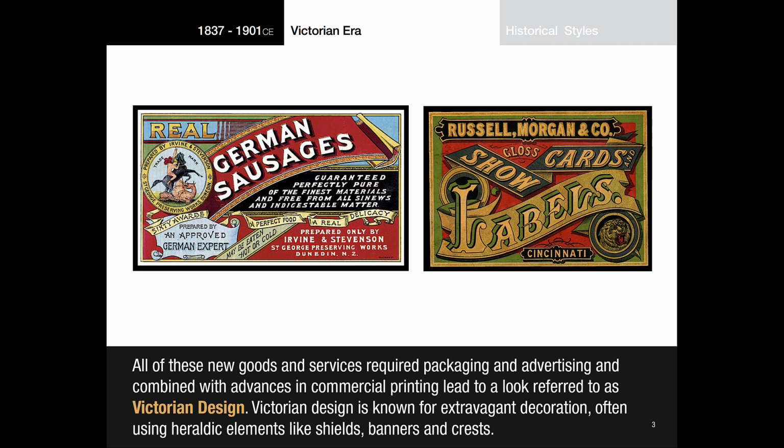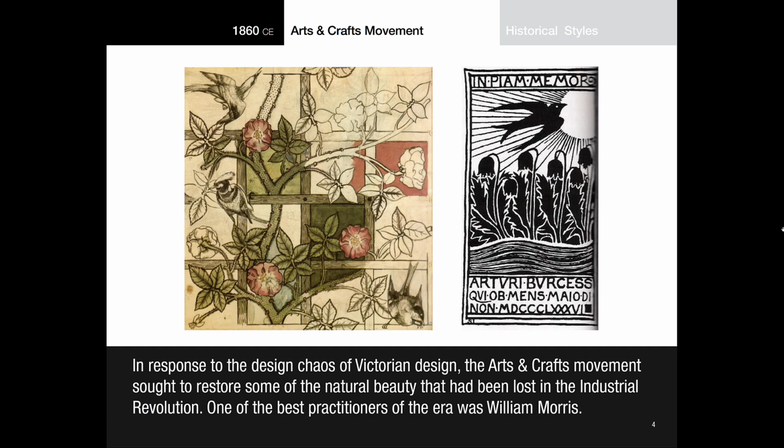And again, this overabundance of decorative things, scrolls and shields and seals, things to make it look more official, multiple fonts in any one piece. So at the end of the lecture, I'm going to show you modern variations on all these designs too.